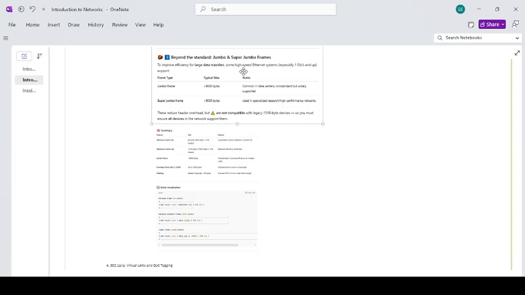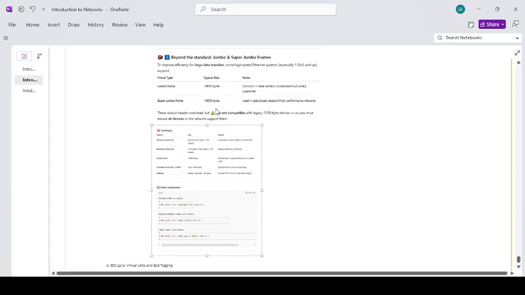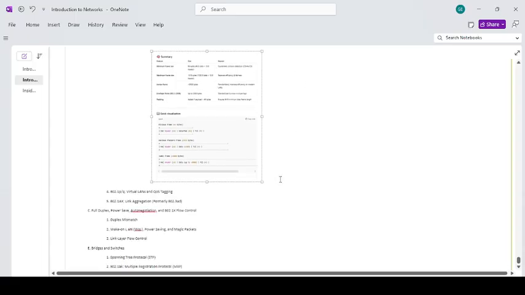Super jumbo frames, 9000 bytes and above, are used in specialized research or high-performance networks. These reduce header overhead but are not compatible with legacy 1518 byte devices. So you must ensure all devices in the network support them.